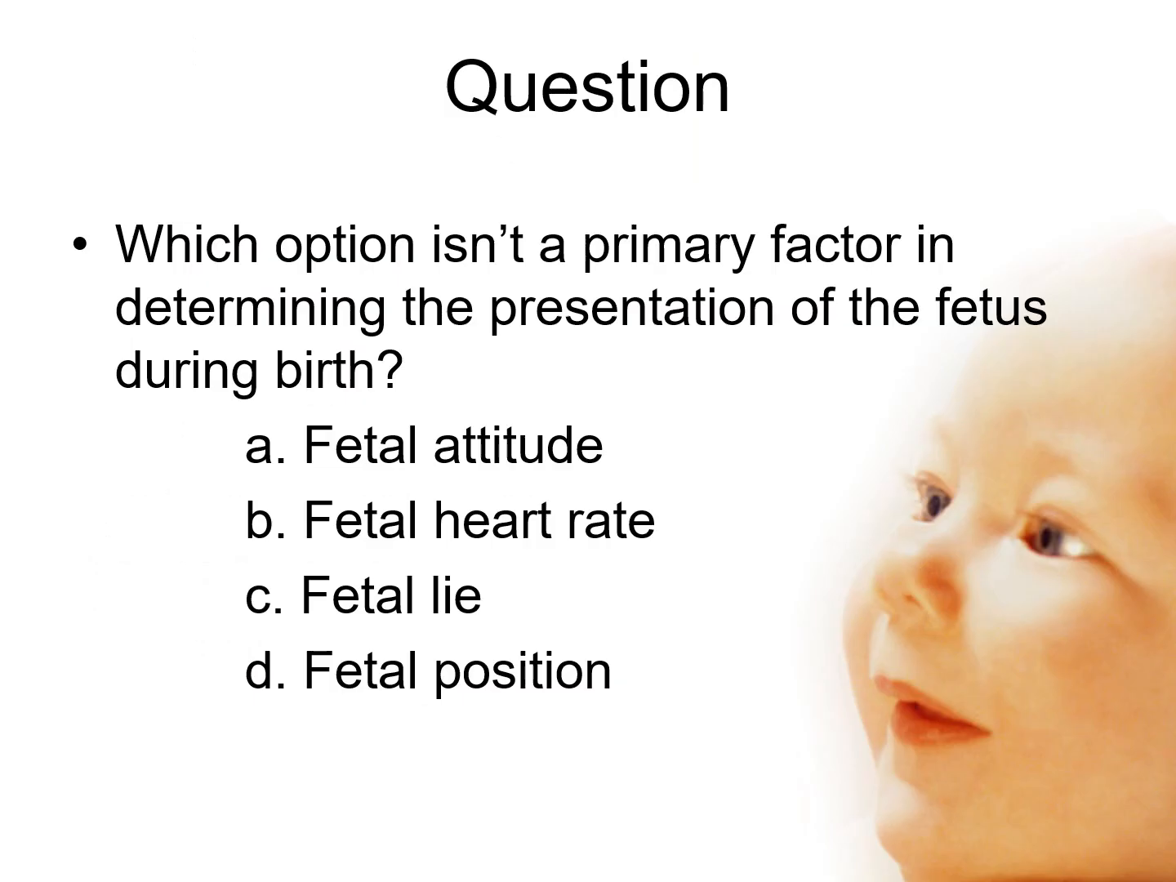Okay, which option isn't a primary factor in determining the presentation of the fetus during birth? And the answer to that is going to be fetal heart rate, B. And the reason why is that all the other ones have to do with the presentation.